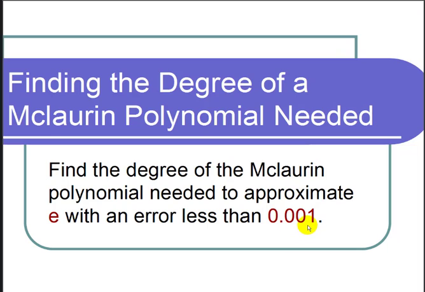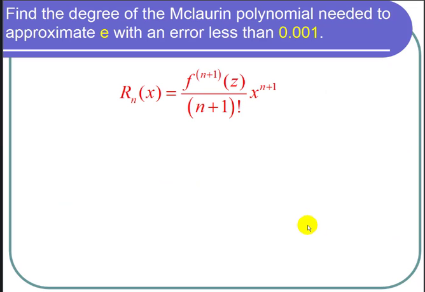So we're going to use the remainder theorem, which says that the remainder, or the error, in using a Maclaurin polynomial is equal to the n plus first derivative of some number z between our 0 and the number we're looking at, in this case it's going to be 1, we'll see that in a second, divided by n plus 1 factorial, times x to the n plus 1.